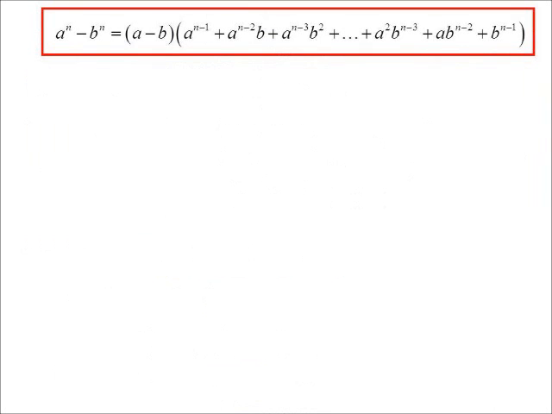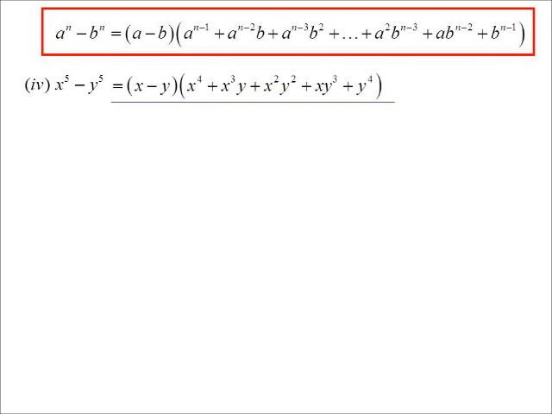A to the power of n minus b to the power of n will always start with a minus b. Always start. Then the second one, you just get the powers of a. Every term then just goes down by 1 until it comes down to a to the power of 0. And all the b's start at b to the power of 0, go up by 1. So the 2 powers always add up in that one to be n minus 1. Because x to the 5 minus y to the 5 would be x minus y, x to the 4 plus and so on. So powers of x going down by 1 and so on.